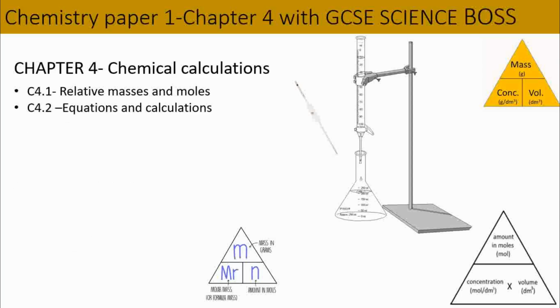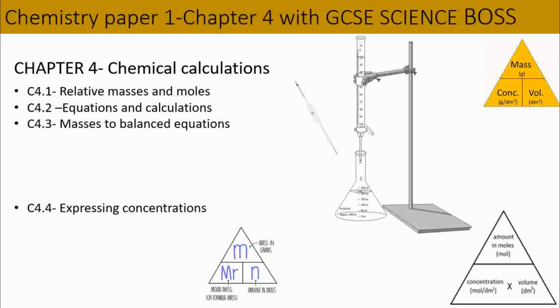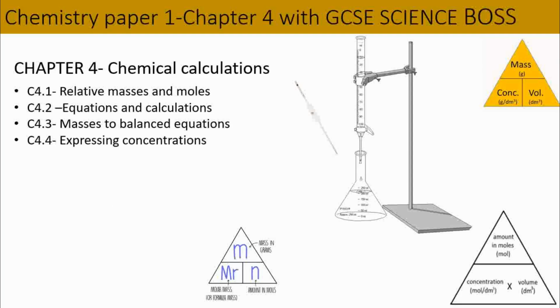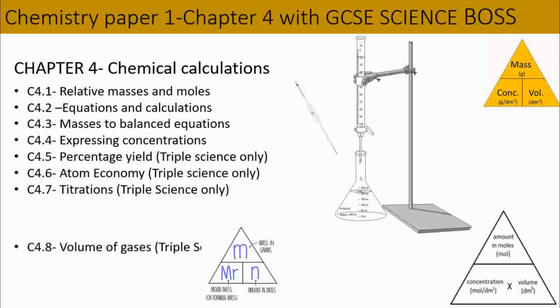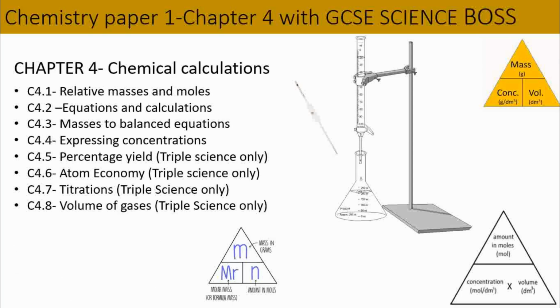We're going to be looking at equations and calculations, masses to balance equations, expressing concentrations, and if you're a triple science student, going forward, we're going to be looking at the percentage yield, which is for triple science content only. We're going to be looking at atom economy, titrations, and volume of gases. If you're combined higher, you only need to watch the video up to C4.4. All right, so let's do this.